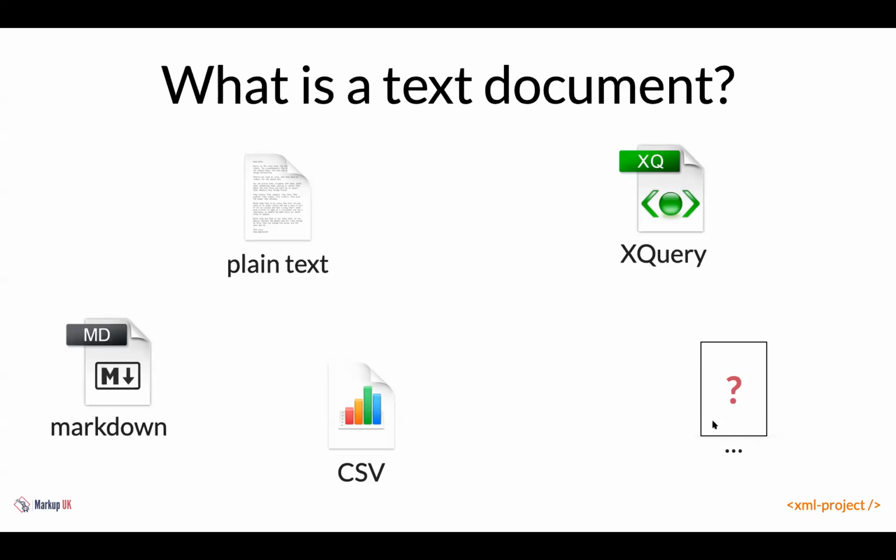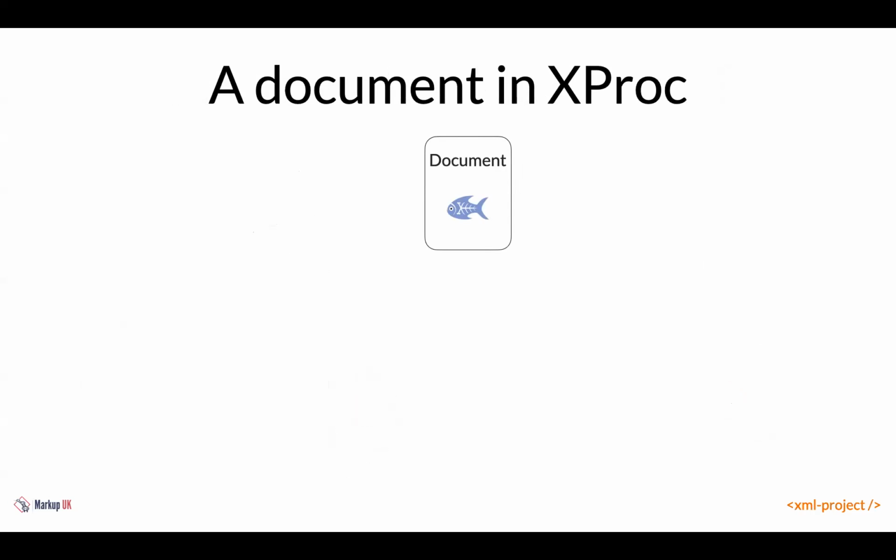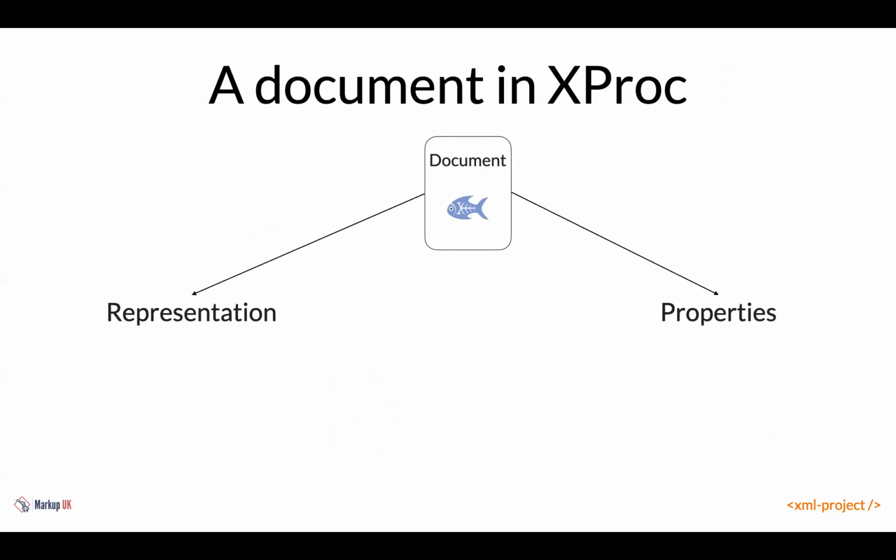Let's see how text documents are represented in XProc. If you think a moment about the XDM universe, there are two alternatives, and I think we should have a clear concept of what a document is. If you attended my JSON slide, you may remember this slide. What is a document in XProc? As a reminder, a document is always a pair of a representation and properties. And the properties are metadata flowing with the representation through your pipeline.